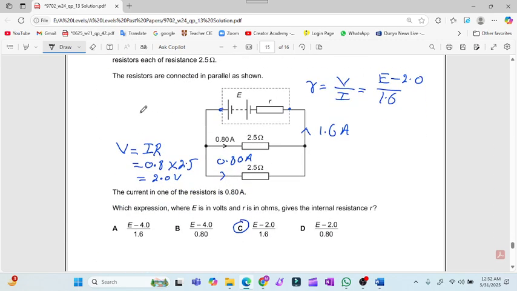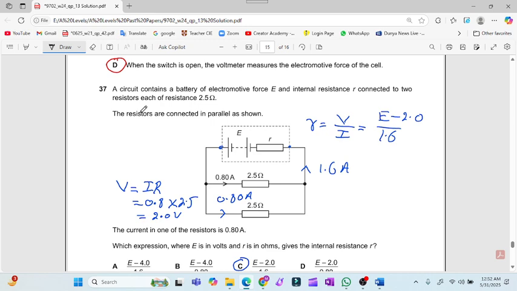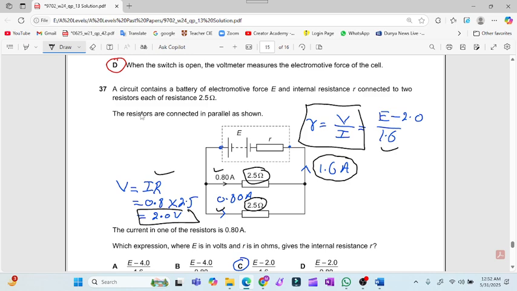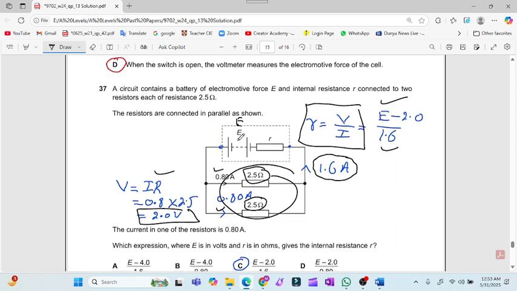And then the next question requires some calculation. Which expression, where E is in volt and R is the internal resistance? Now R is equal to V over I. We are required to calculate the total current. Now the current passing here is 0.8. This is the same resistance, so 0.8 current over here. The total current going back to the battery is 1.6 ampere. Now if I calculate the voltage for this, V is equal to IR, 2.0 volt. The total voltage was E. Some of the voltage will drop over here and the leftover will go over there. So E minus 2 over 1.6. So option C is the valid option.